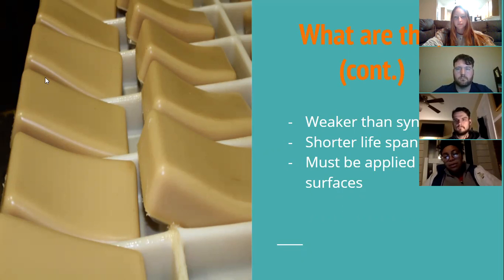Next slide. Although natural adhesives have increased tack, their hold is oftentimes weaker than synthetic adhesives, especially since the adhesive should be applied to both surfaces. While they are reliable, they also don't last as long as a synthetic adhesive would. Next slide.